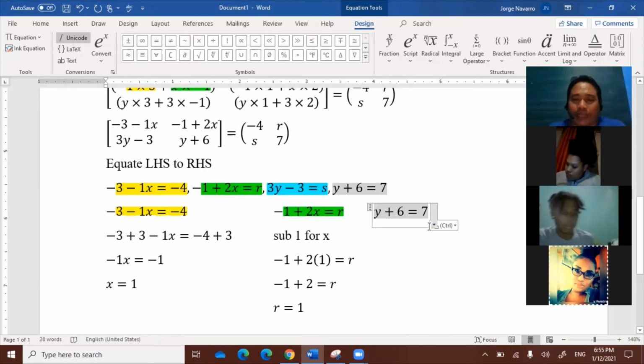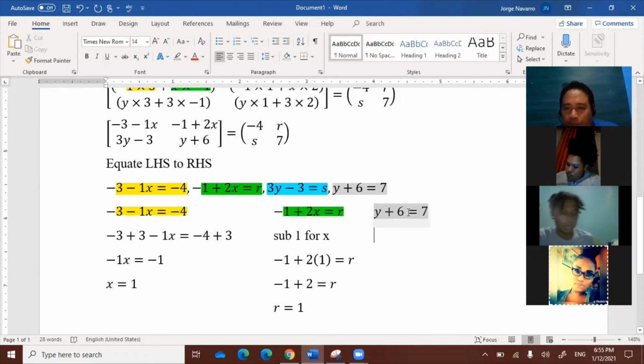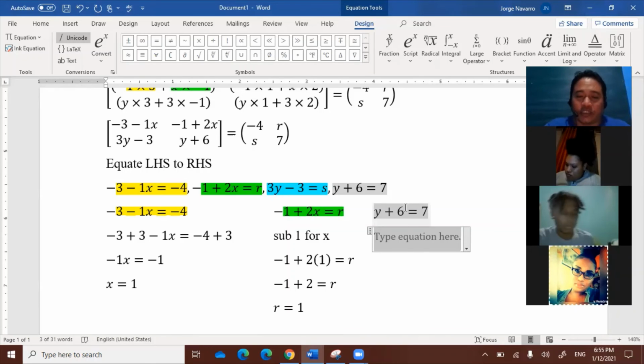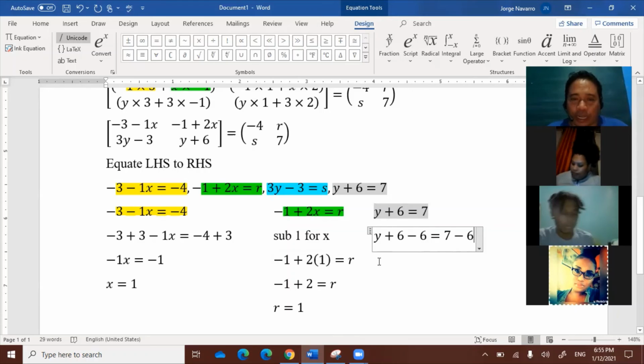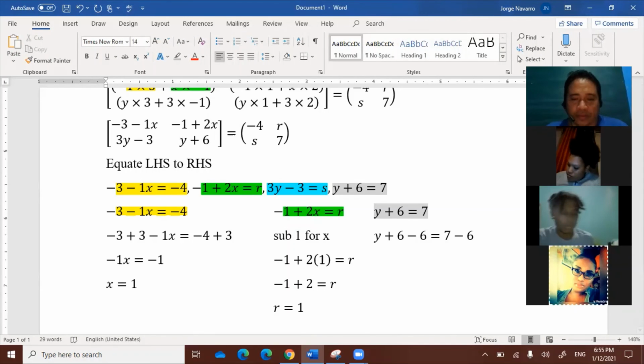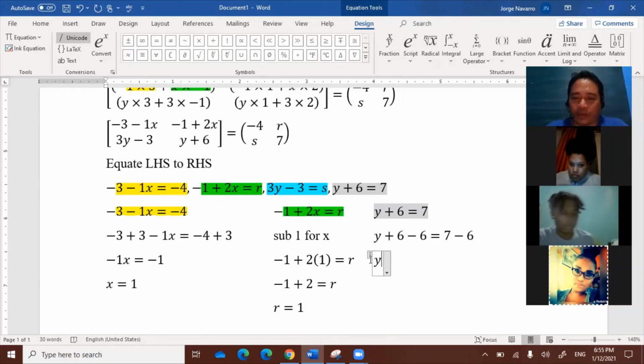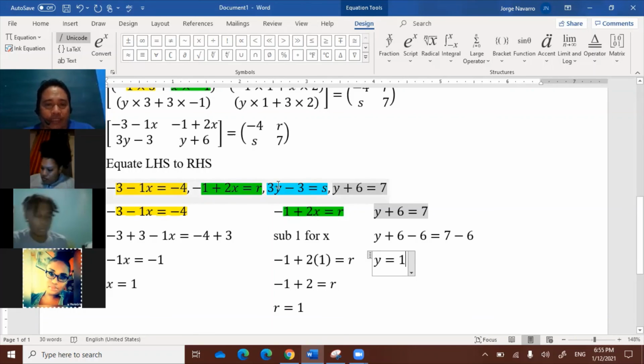Now, what then is the opposite of plus 6? Negative 6. So I'm going to say y plus 6 and I'm going to minus 6, because minus 6 is the opposite of plus 6. But since I did that on one side, I have to do it on the other side. So what's going to happen now? Cancel the 6s, and then I subtract 6 from 7. That's right. And so what am I going to get? Y will equal 1. Exactly. Very good. So now that I have the value of y, I can find the answer to this one now.